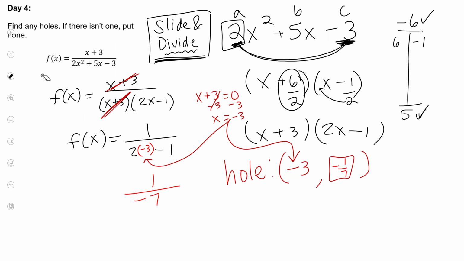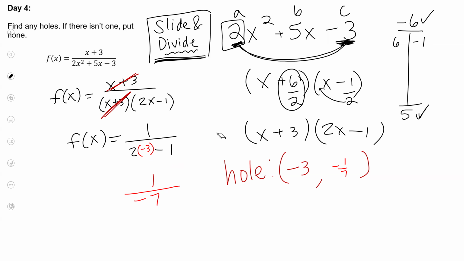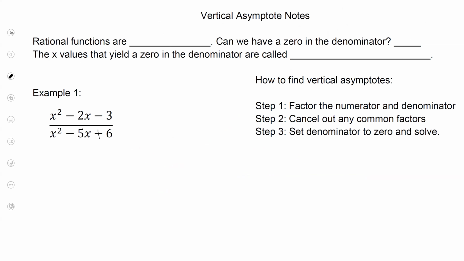So this warm-up was a review of what we learned last lesson. It's also a review on how to do the slide and divide method. Okay? So let's go ahead and flip to the notes. All right. Rational functions like these are just fractions. Do you guys remember, can we have a 0 in the denominator? No, you can't have 0 in the denominator.